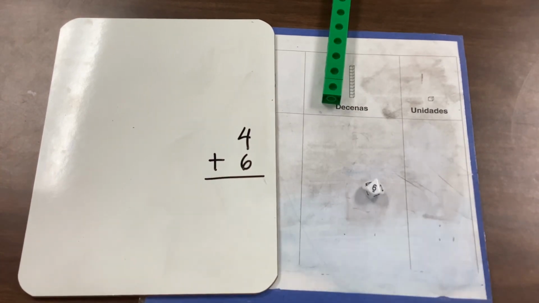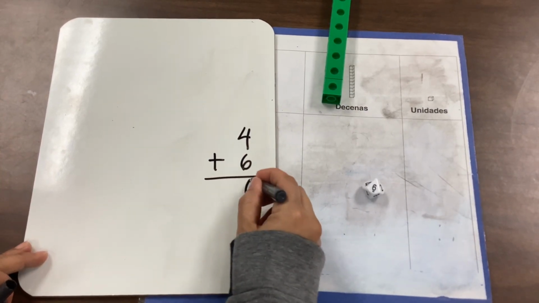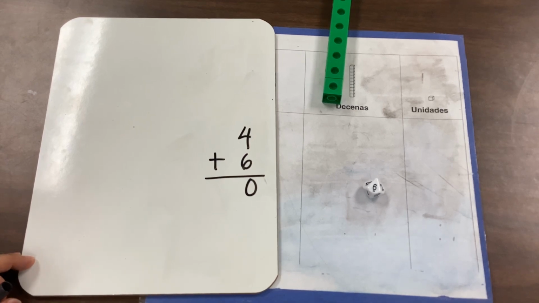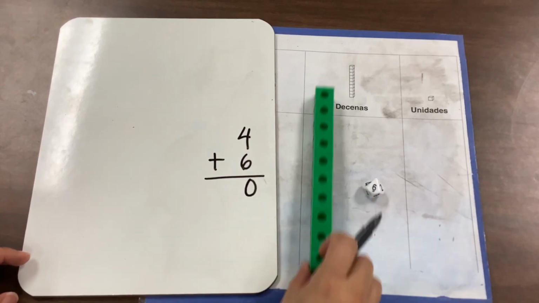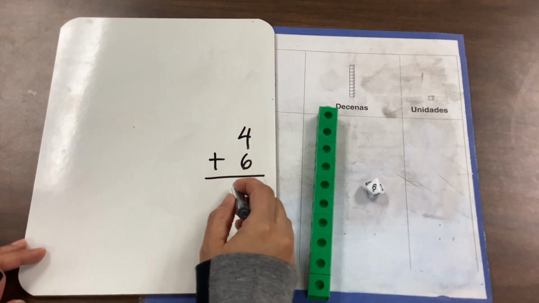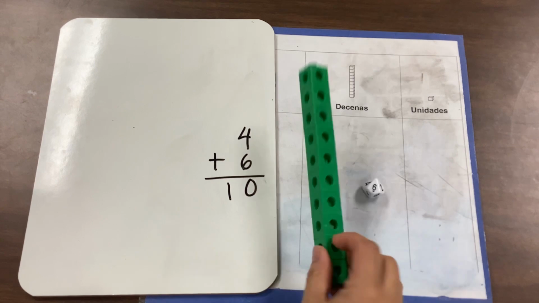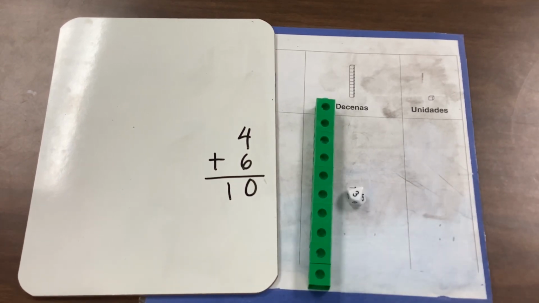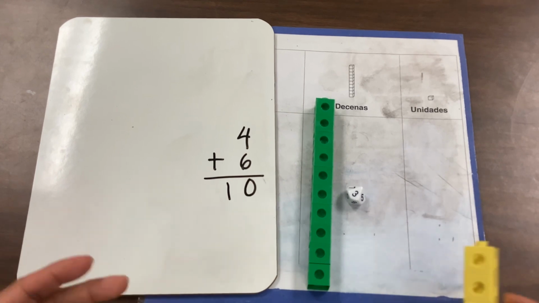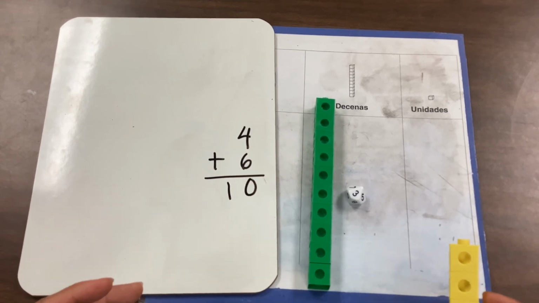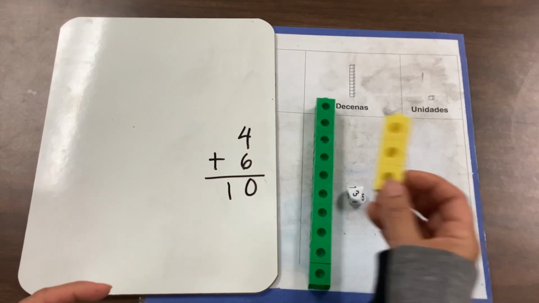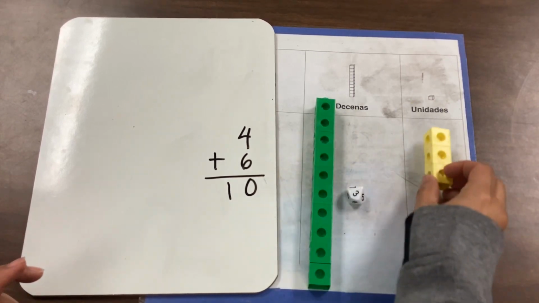So how many ones do I have left? I have 0 ones. And then the 10 comes to the tens place, and I have 1 ten. So I have 10 here. I roll my dice again. I have 3 more. So I have 3, but this is a different color, so the students can see that every time we make a 10, the 10 has to come to the tens place.